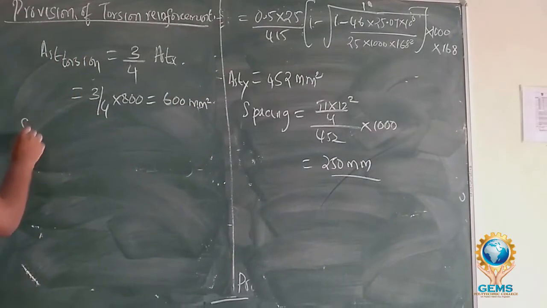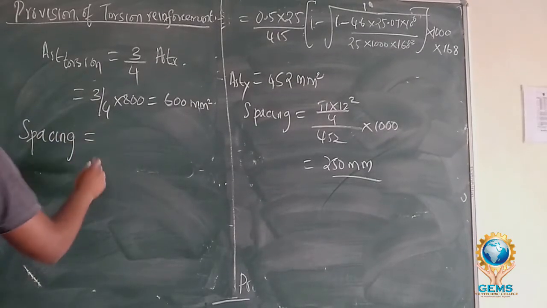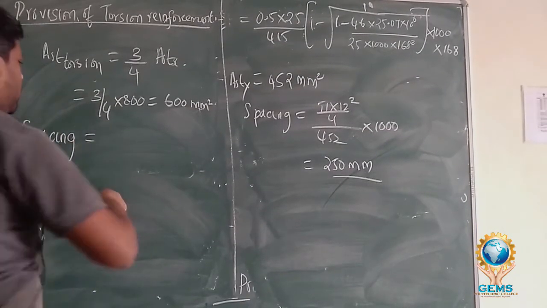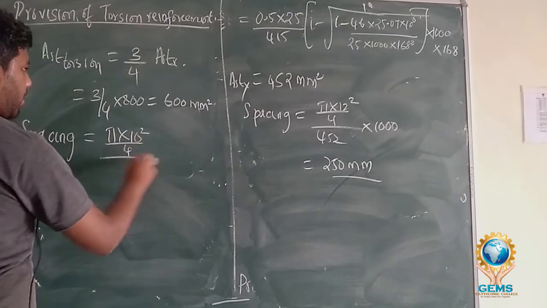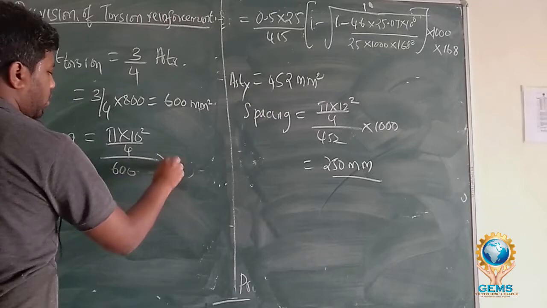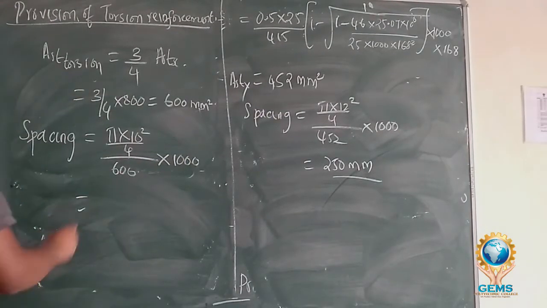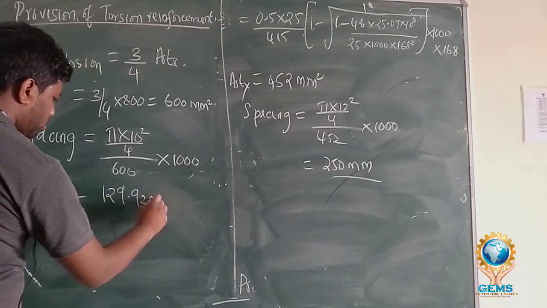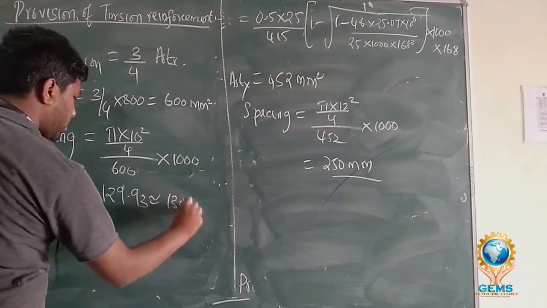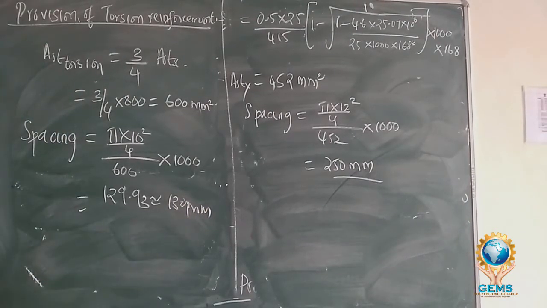So the spacing of this torsion reinforcement mesh: we are taking 10 mm dia bars for torsion reinforcement. So pi into 10 square by 4 divided by 600 into 1000. So that will be 129.90 mm. So take it as 130 mm for spacing. Okay, so this is how we will provide the torsion reinforcement.